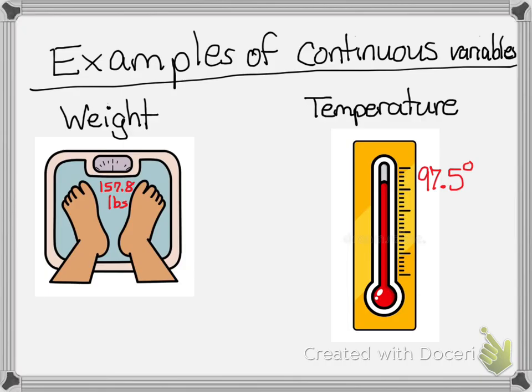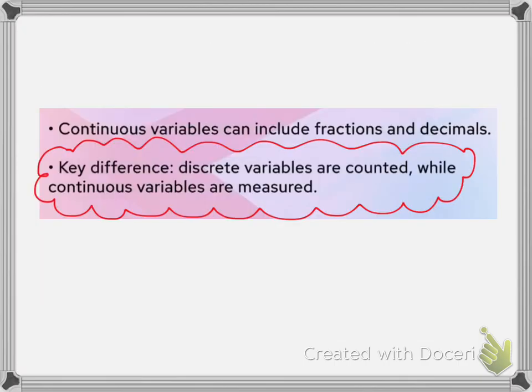Or for another example, temperature. It could be 97.5 degrees outside. You see how I have decimals in those examples? That's why these are variables that are considered continuous. So the key difference between discrete variables and continuous variables is that discrete variables are counted, while continuous variables are measured. And that's it.